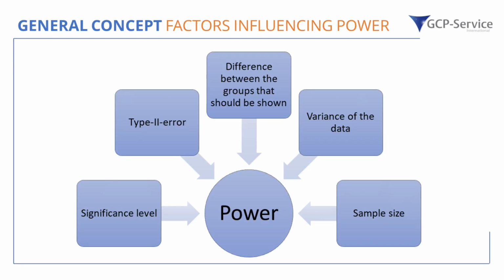So in the next slide, we see that there are a lot of factors that have influence on the power. There is the significance level, there is the type 2 error, there is the difference between the groups that we want to show. Also, the variance in the data has an impact on the power, and the sample size. And we will go through all these factors and see how they influence the power.